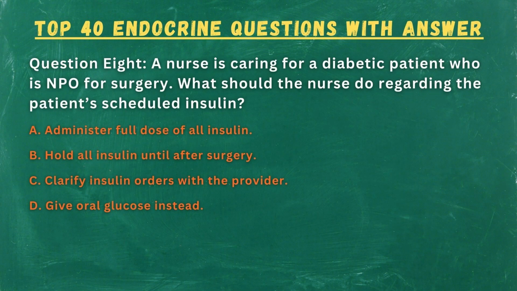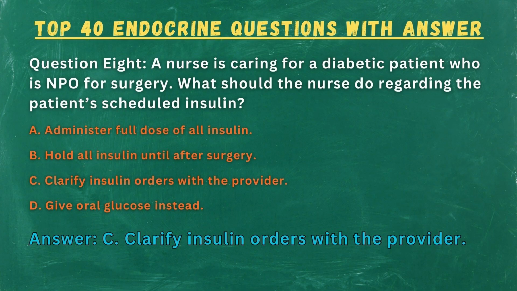Question 8. A nurse is caring for a diabetic patient who is NPO for surgery. What should the nurse do regarding the patient's scheduled insulin? A. Administer full dose of all insulin. B. Hold all insulin until after surgery. C. Clarify insulin orders with the provider. D. Give oral glucose instead. Answer: C. Clarify insulin orders with the provider.